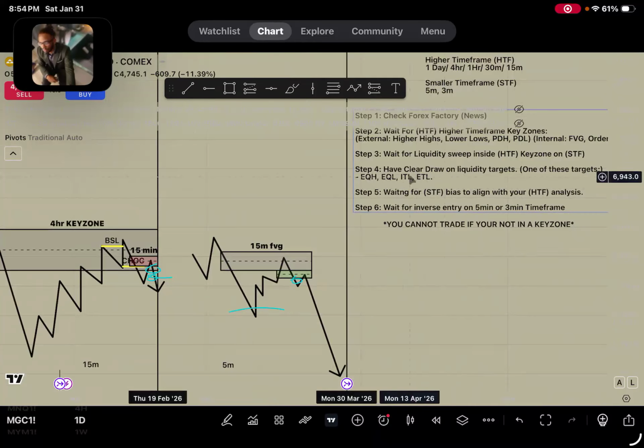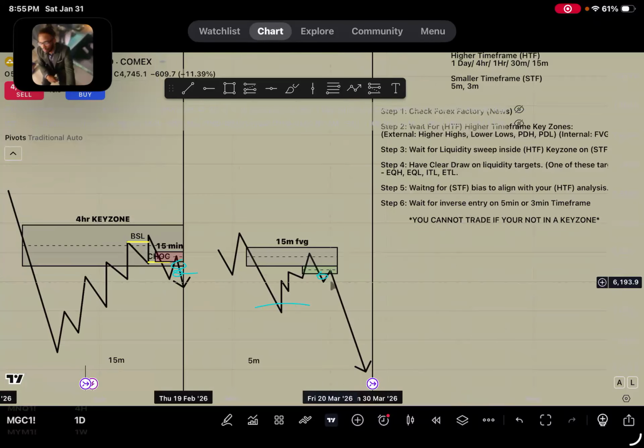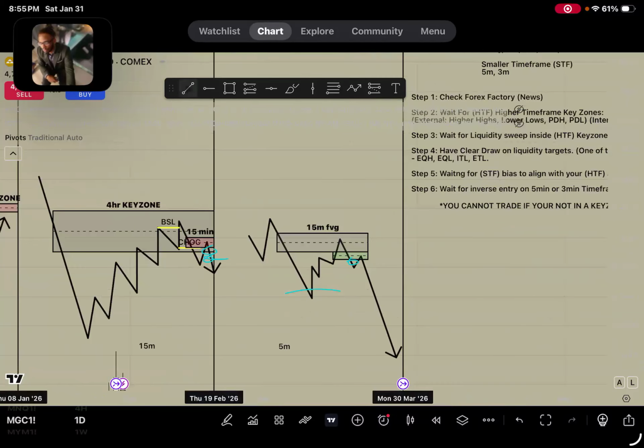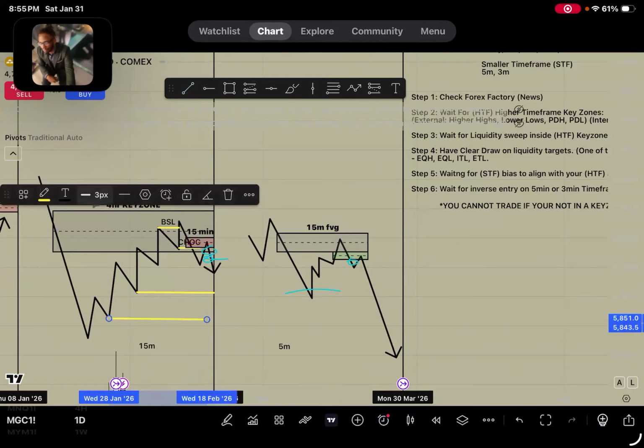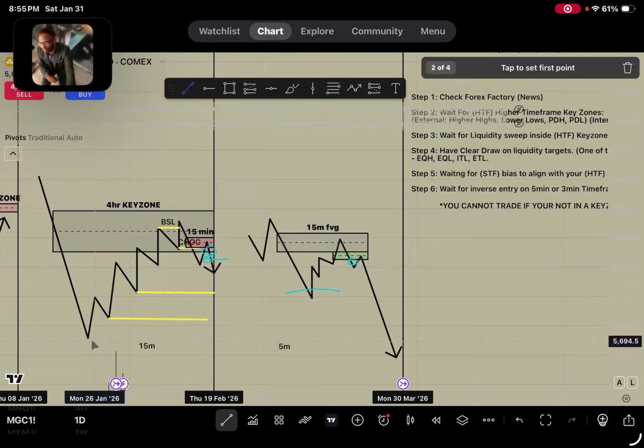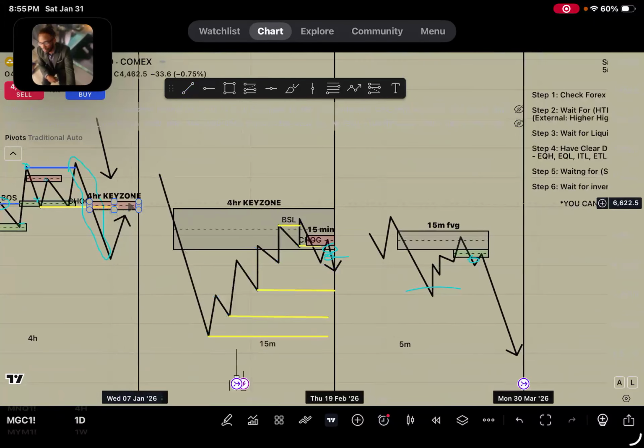Now, make sure you have clear targets. One of these targets: equal highs, equal lows, internal low, and external lows or highs. Got my sell side targets clear. Oh, okay, I see. You wanted it to drop past the targets. Actually, this is a 4-hour bearish key zone. Yeah, it's a 4-hour bearish key zone. You would want to buy when it's that high. You feel what I'm saying?